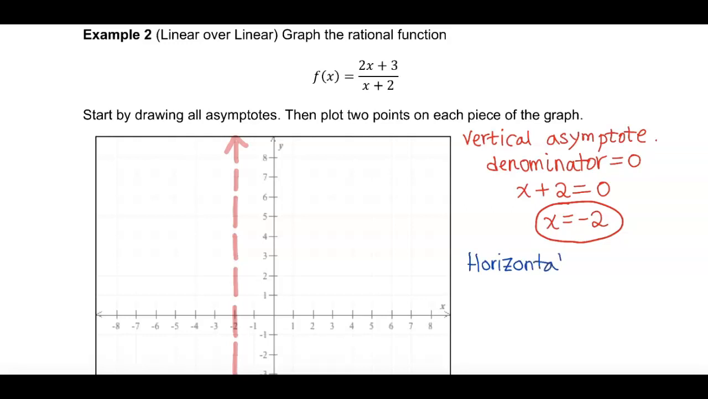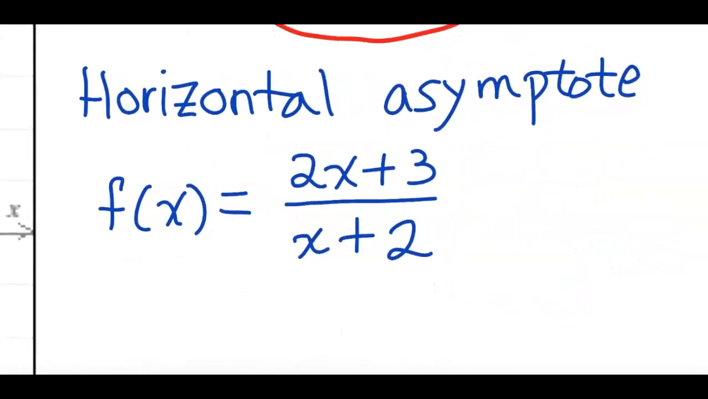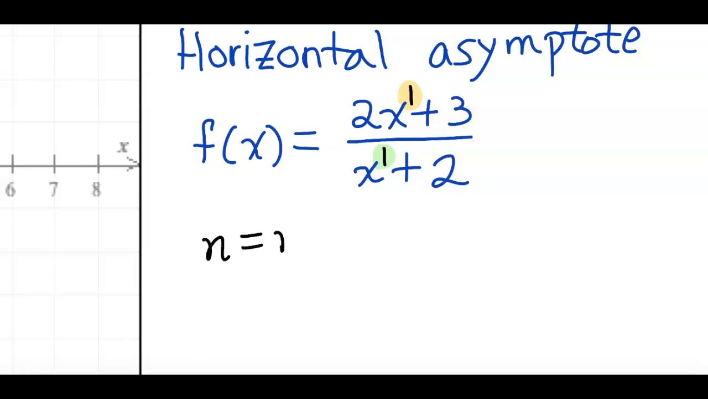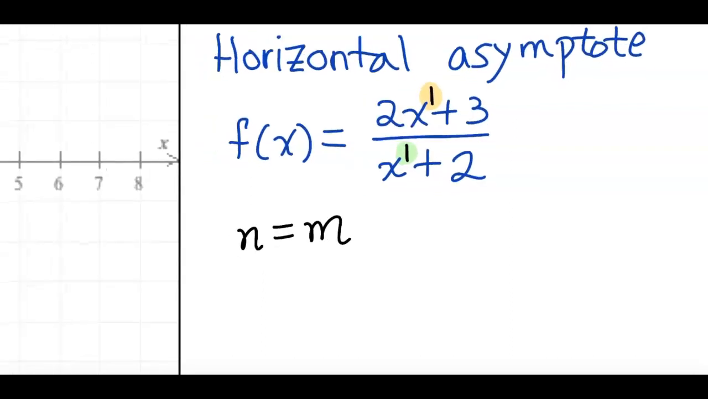Horizontal asymptote. And remember, from our class discussion today, we must look at the degree of the numerator and the degree of the denominator. In pre-calculus class, we don't do limits just yet. So the degree of the numerator is 1. The degree of the denominator is 1 again. So if they are the same, n equals m, and the horizontal asymptote will be the ratio of the leading coefficients.